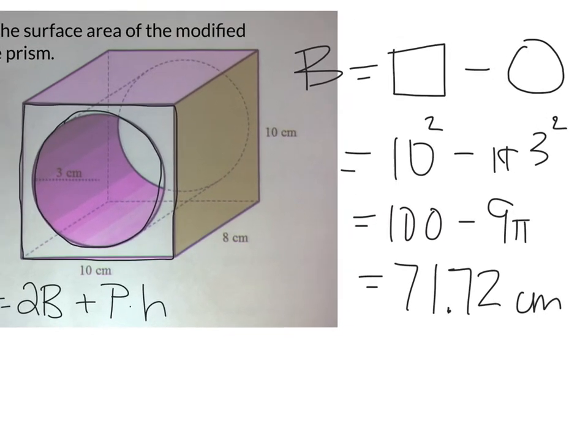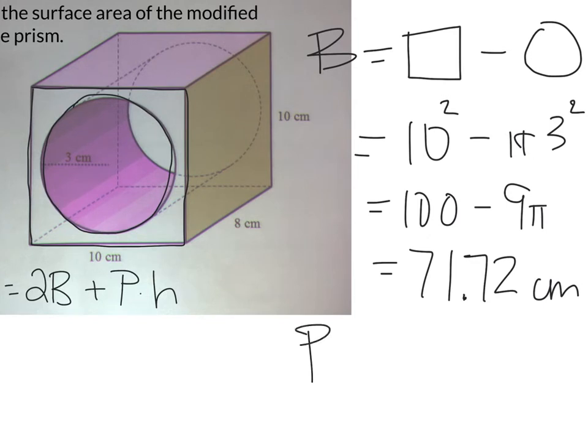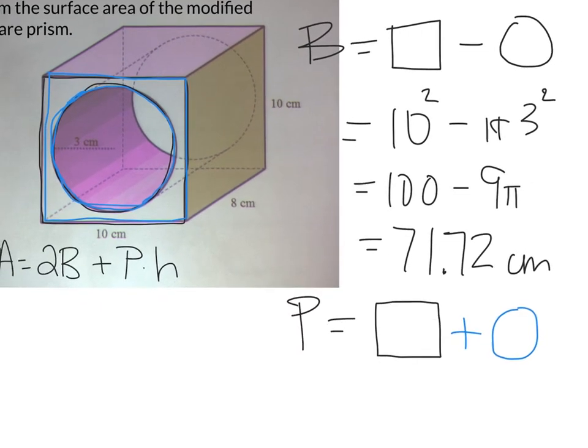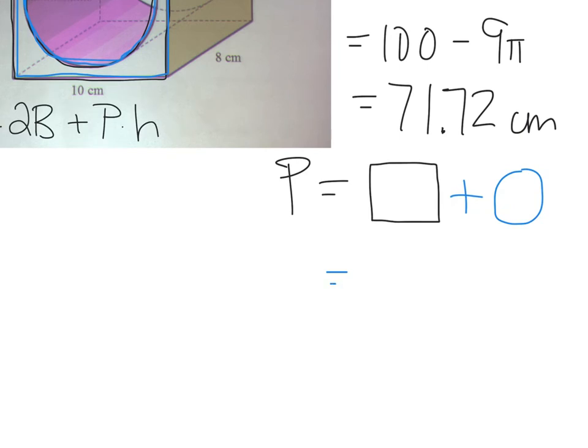Now, funny thing about the perimeter. The perimeter of your base is the square, of course, on the outside, but the perimeter is the tangible edge. And it turns out that when you cut holes in things, you have more edges. So now we can touch this circle and run our finger around it, so we have more perimeter when we have a modified surface. We have less area, but we have more perimeter. So it's a square's outer perimeter plus the circle's perimeter. So we subtract for base area, but we add for perimeter.